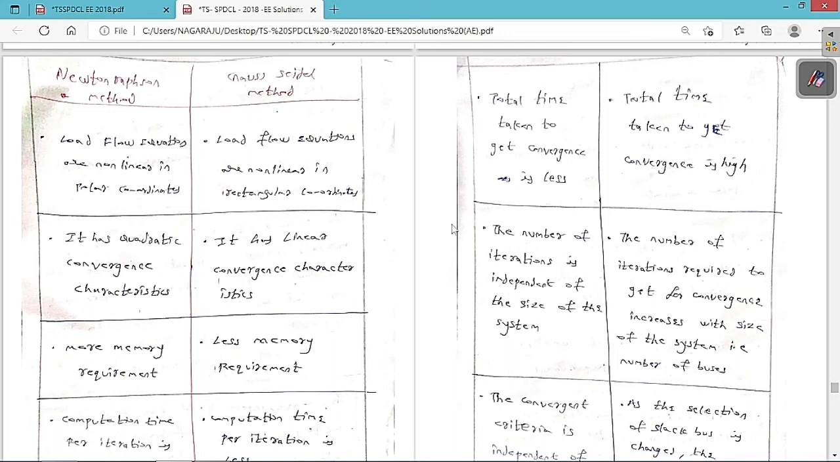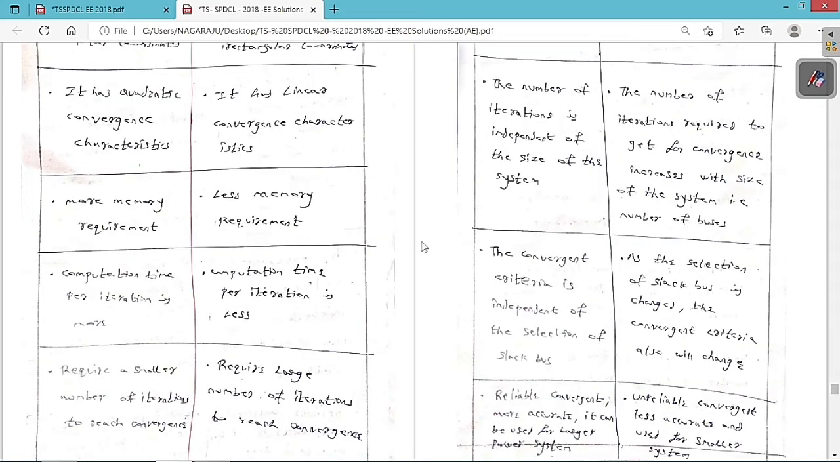Whereas in the Gauss-Seidel method, the load flow equations are nonlinear in rectangular coordinates. It has linear convergence characteristics, the computation time per iteration is very less, and it requires a large number of iterations to reach convergence. The total time taken to get convergence is very high. The number of iterations required increases with the size of the system, that is, the number of buses. As the selection of the slack bus changes, the convergence criteria also changes. It is very unreliable, less accurate, and is used for smaller power systems only.